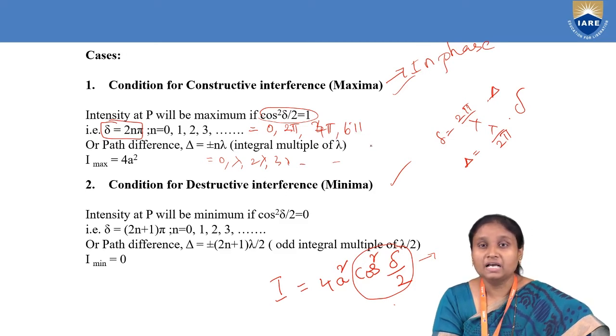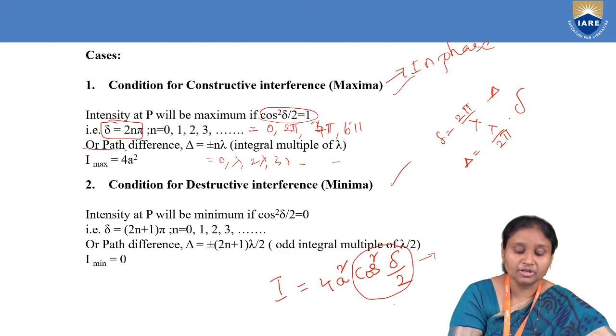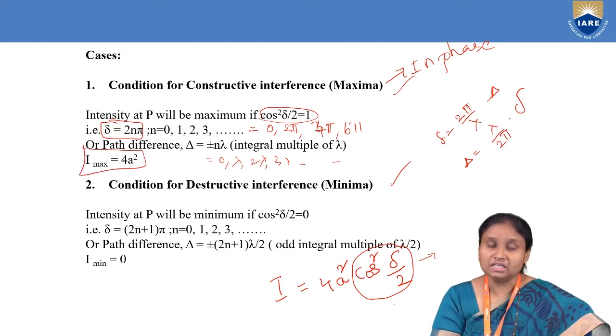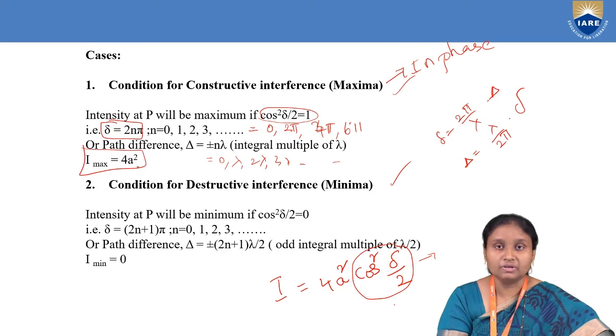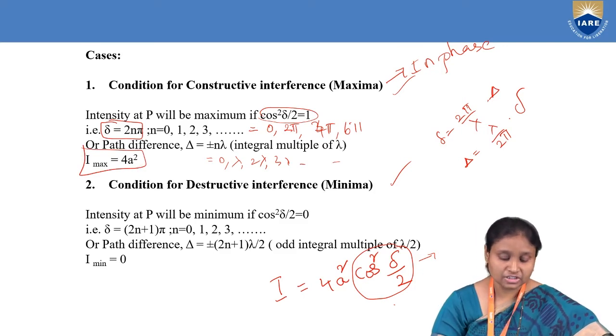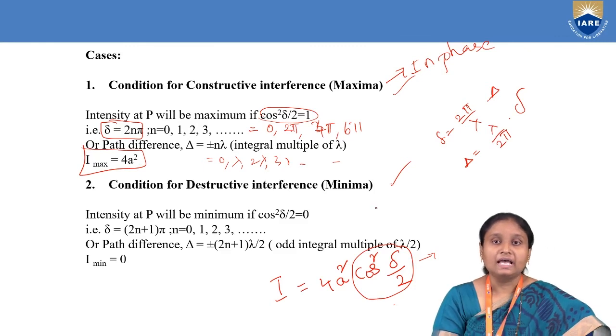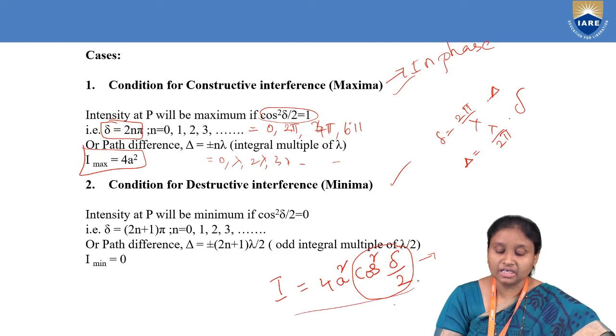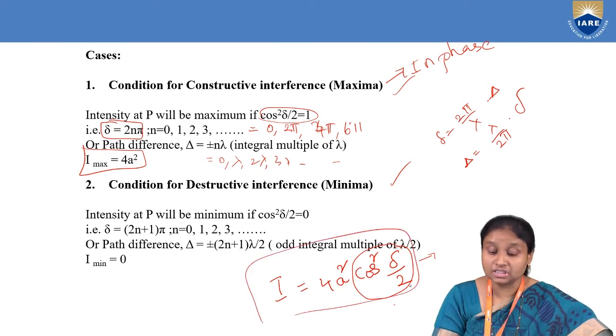And what is the value of maximum intensity we'll get? It is nothing but 4a square. So all bright fringes have the same intensity, and that intensity is given by 4a square. Then next we'll try to see what is the condition for destructive interference. Here, at that point P on the screen, when the intensity will be minimum, what is the minimum value taken by cos?